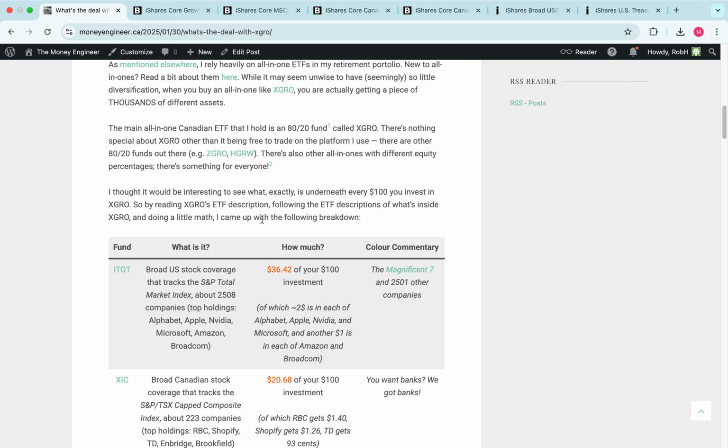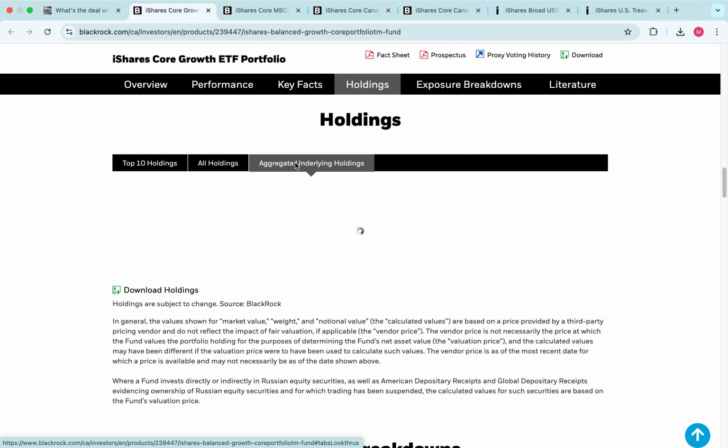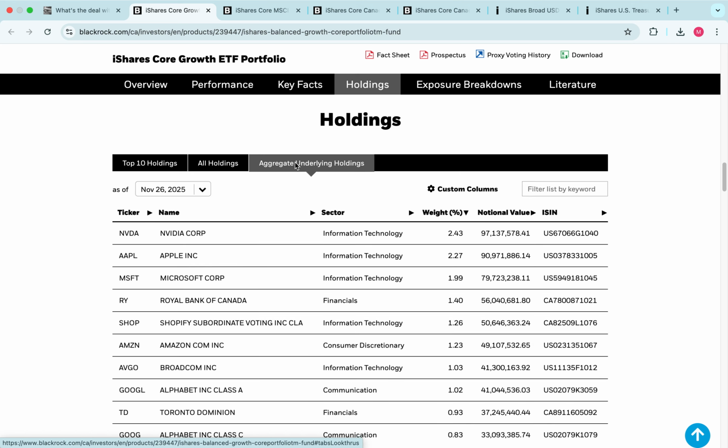So that's pretty simple. But what about what's inside ITOT? That's kind of interesting to people. You can't see that here, but fortunately they also have another tab here called aggregate underlying holdings, which is a fancy way of saying, okay, well, what are the stocks underneath each of these fund of funds? So here you can very quickly see exactly what the top stocks are. And by looking at the ISIN number, you can actually see what exchange it trades on. So when we're talking about ITOT, we're talking about US stocks. And so when you see US here, you know that's part of ITOT.